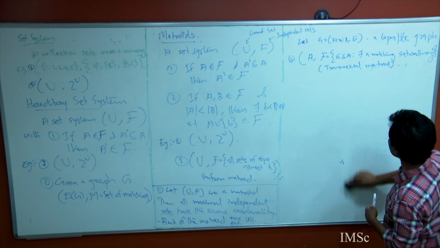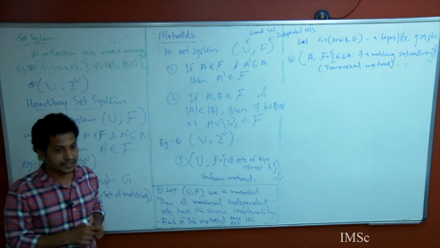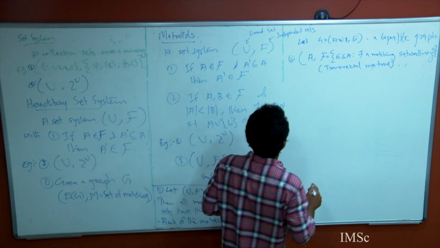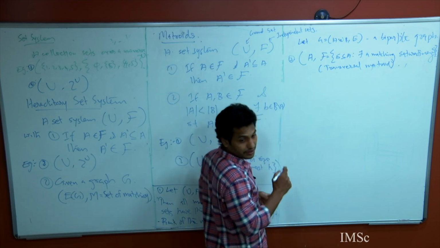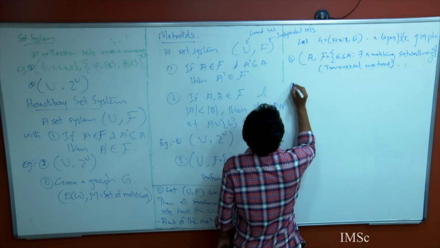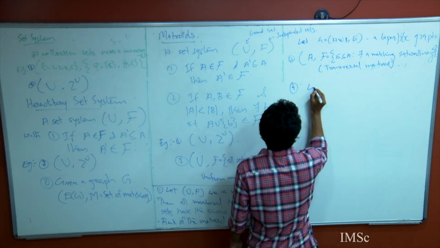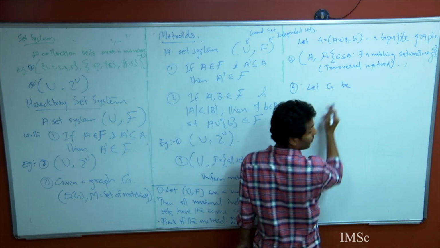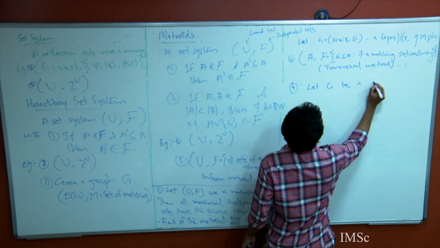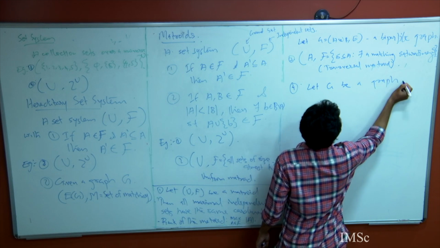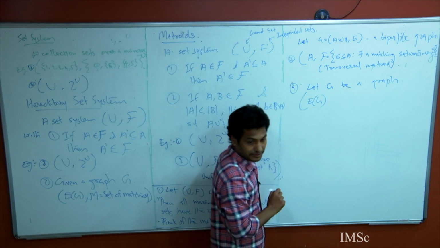Now we will see two more examples of matroid that we need to use later in the lecture. One of them is called graphic matroid or cyclic matroid, where let G be a graph, not necessarily bipartite, just some graph. And the ground set here is the edge set.